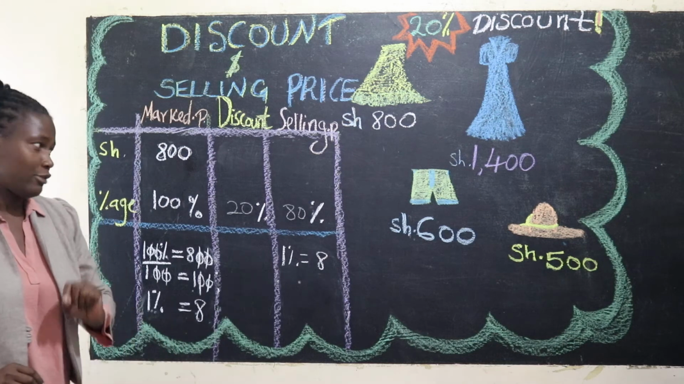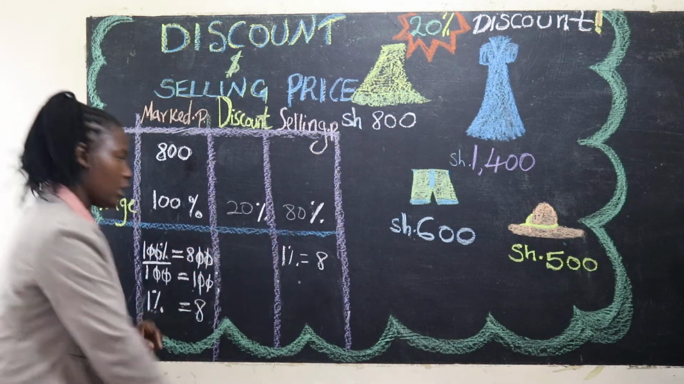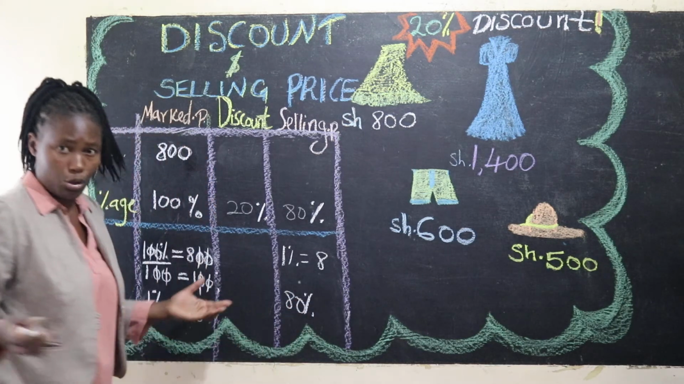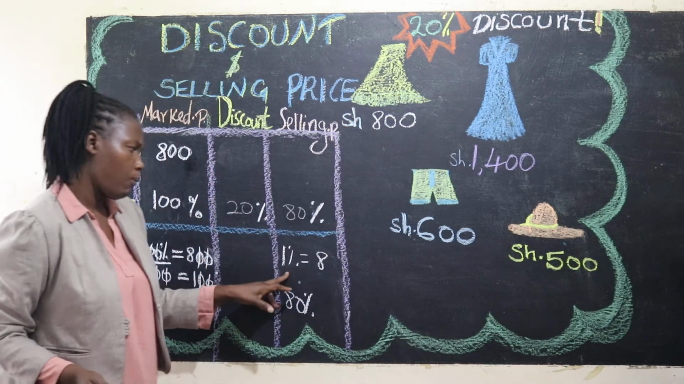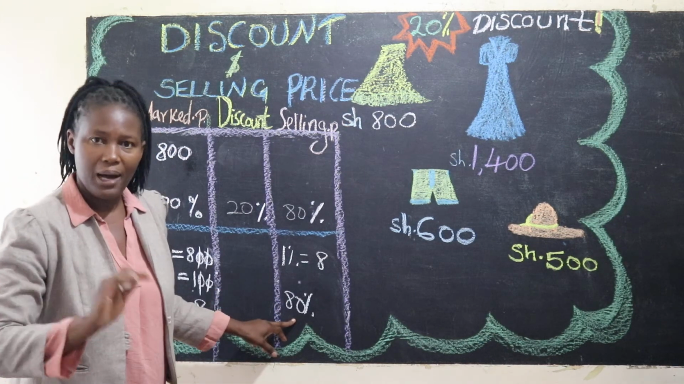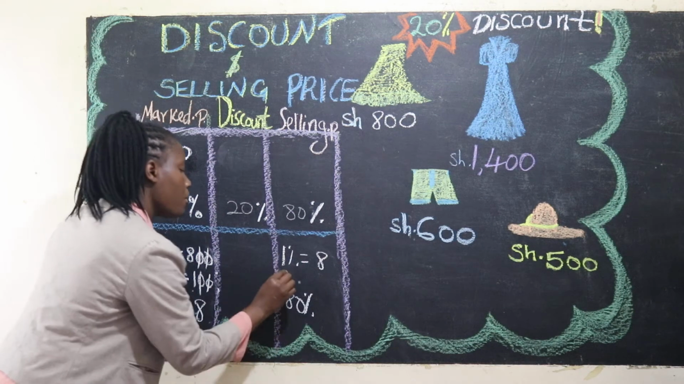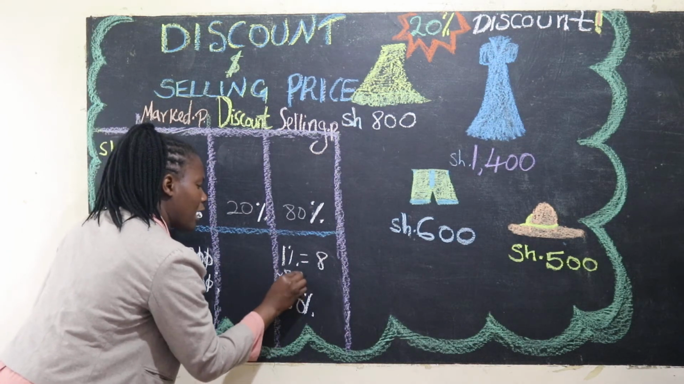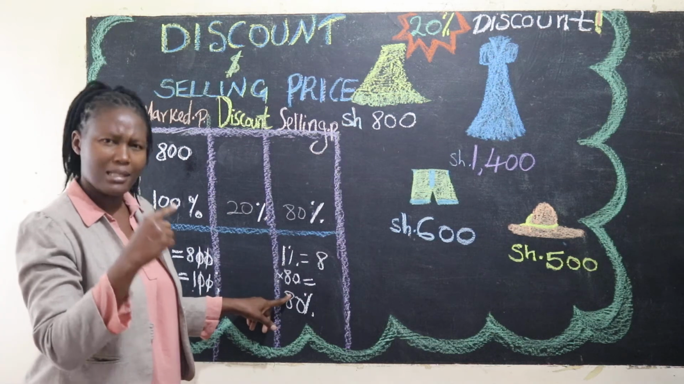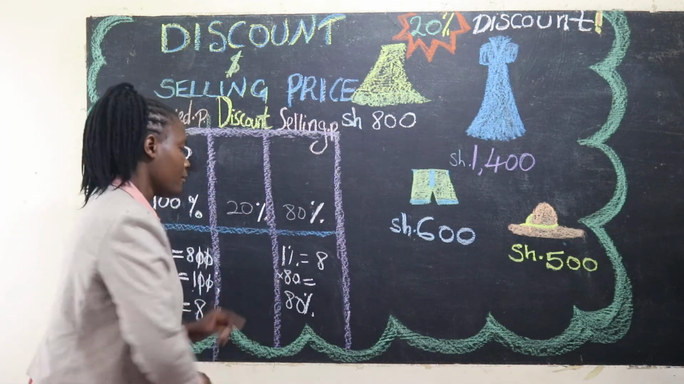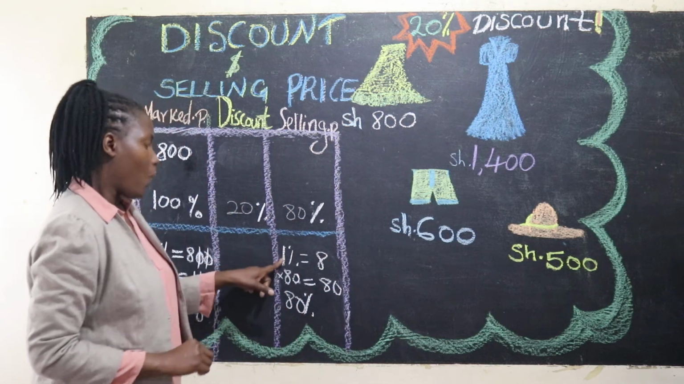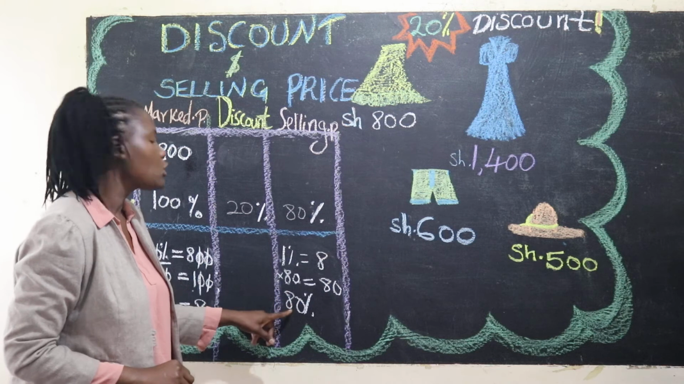We have to ask ourselves, what about 80%? So what did we do? How did we move from 1% to 80%? We multiplied by 80. So let's also multiply by 80 on this side. And the rule is, what you do on this side of the equal sign must be done on the other side. Also here by 80. So 1% times 80 equals to 80%.